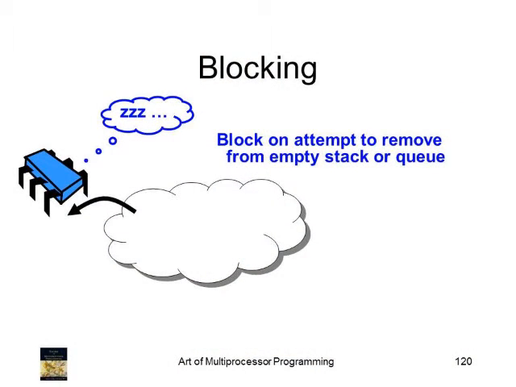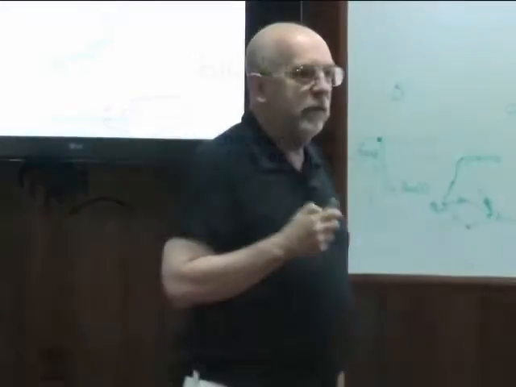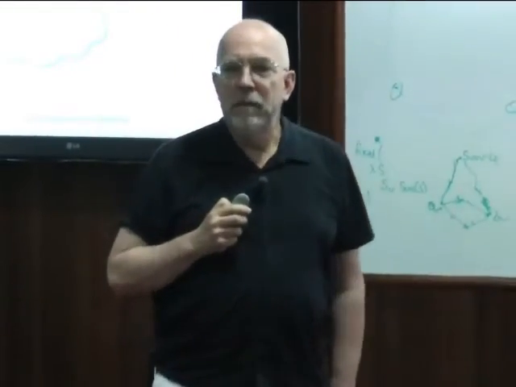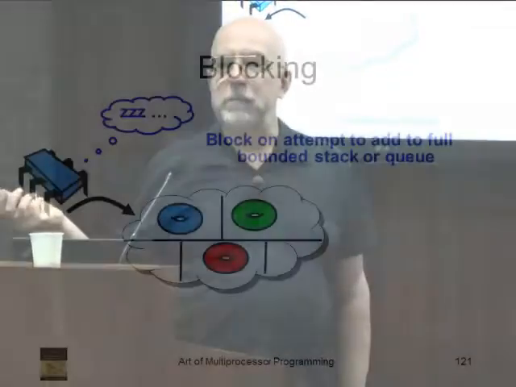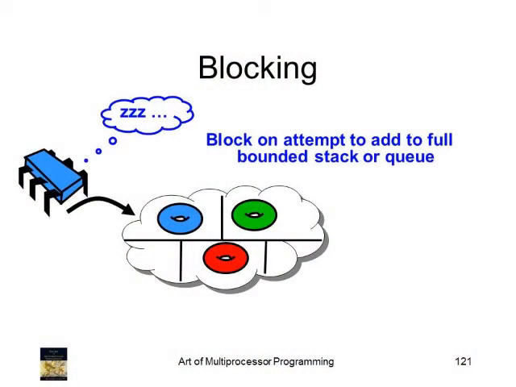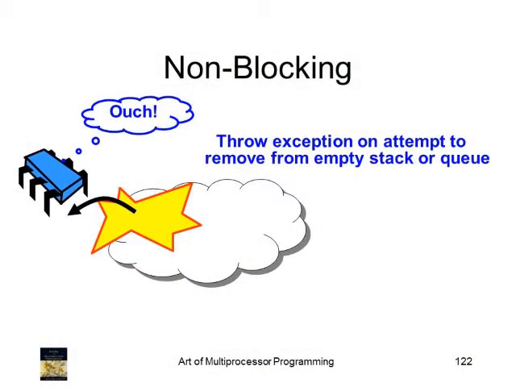What happens when you try to take something from an empty stack or queue? Well, one possibility is you can block, which means that you just wait until something shows up. The other place you might block is if it's already full. If it's bounded and full and you want to put something in, then you could block. The alternative is you could get back an exception.